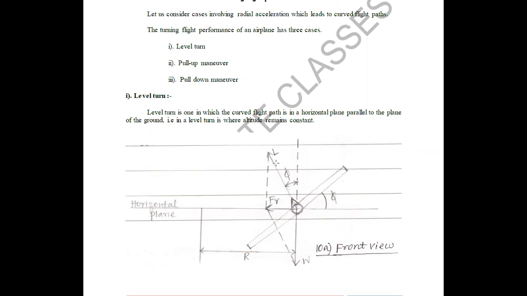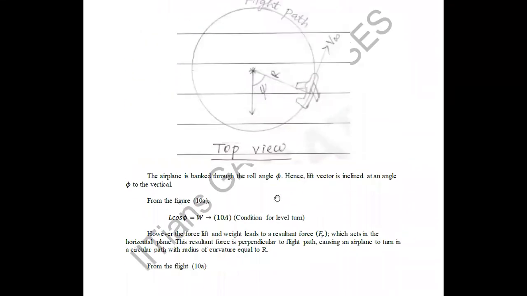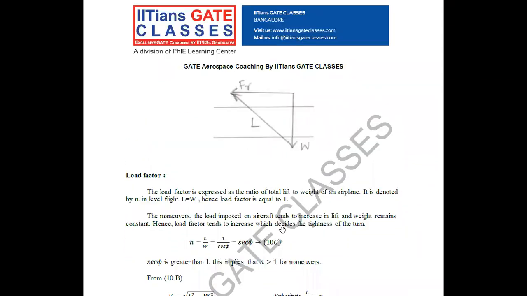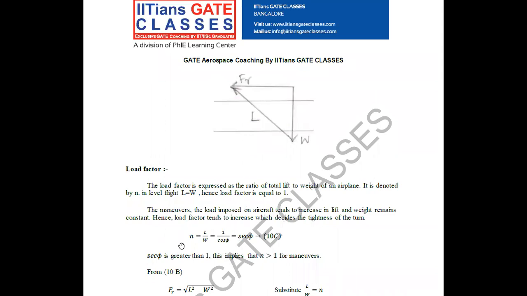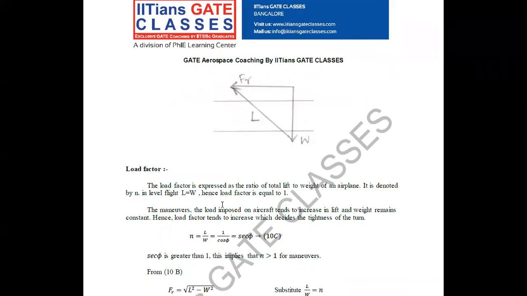When I resolve along the vertical axis, it becomes L cos phi equal to weight, because they are opposite to each other. That is our first equation. From that equation, we can obtain the load factor, which is equal to L by W. From this equation, L by W is nothing but 1 divided by cos phi, that is equal to secant phi.